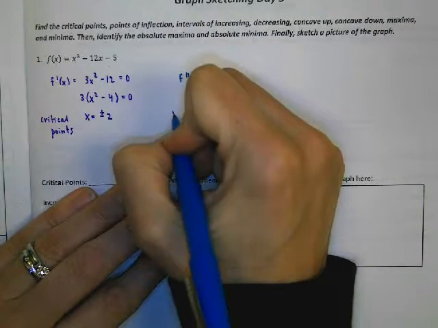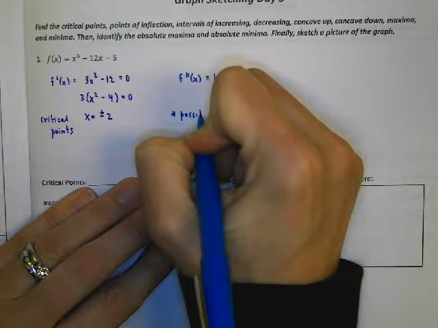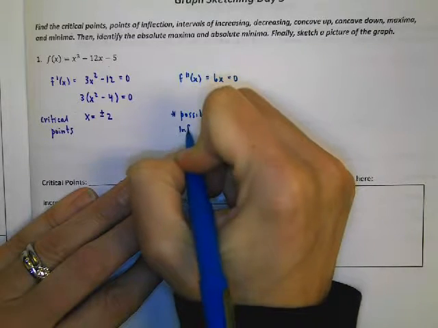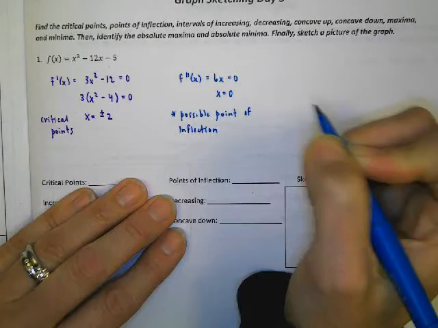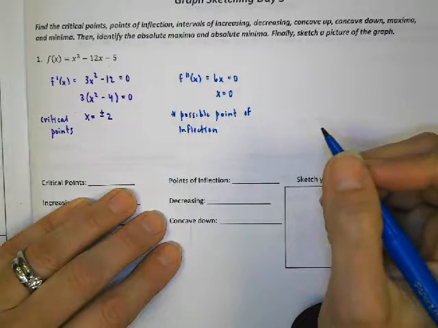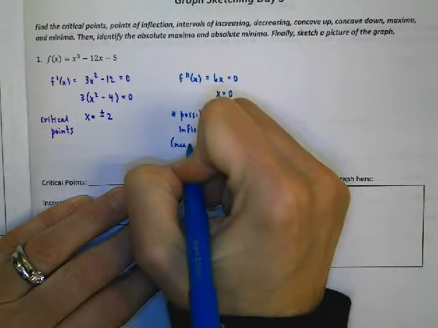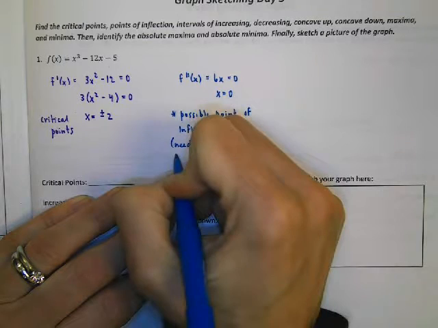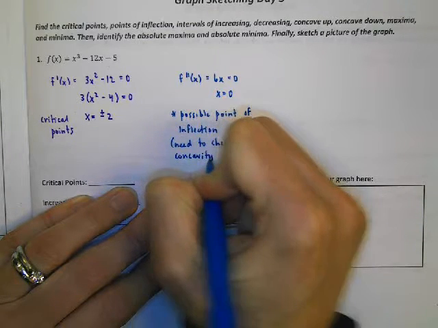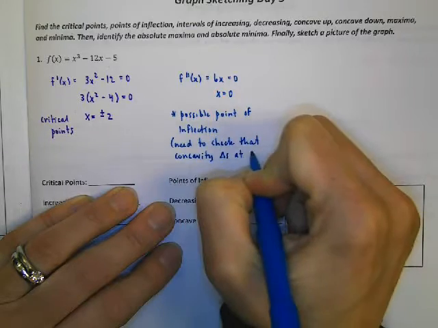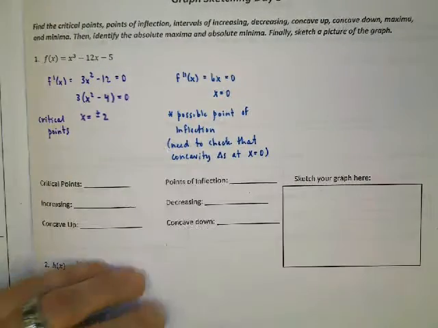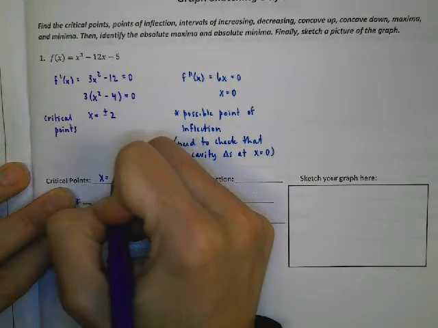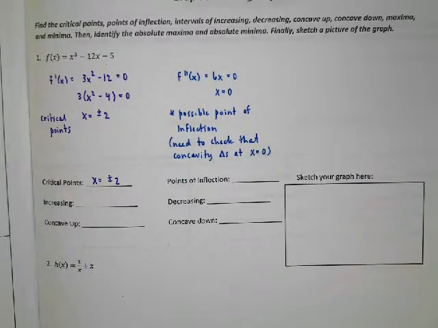Now, I'm going to make a note here that this is just a possible point of inflection. Right? We need to check that the concavity actually changes, and we'll find that in our table. So I'm going to put need to check that concavity changes at x equals 0. So we're not going to put that in our information down here quite yet until we double check the concavity actually changes there. But what I can put are my critical points here at positive and negative 2.